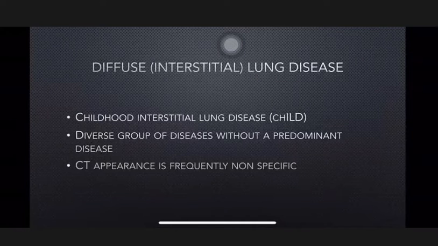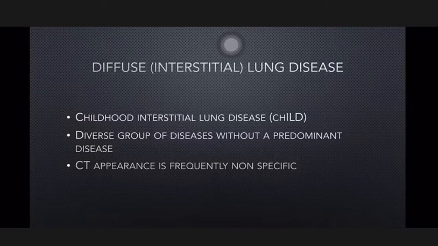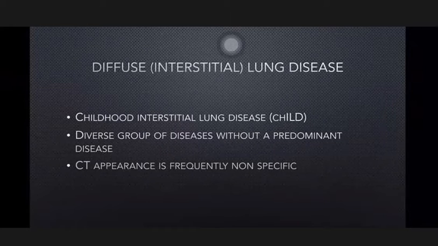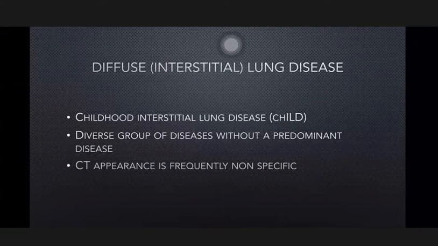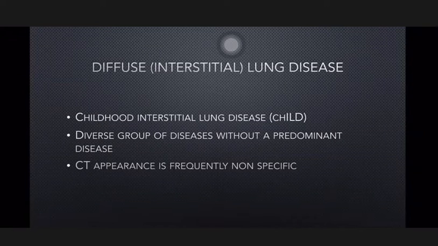Next are the diffuse lung diseases, or childhood interstitial lung disease, which are made up of a diverse group of diseases without a predominant disease. Unlike in adults, where the most common primary cause of ILD is idiopathic pulmonary fibrosis, this does not occur in children. The CT appearance is frequently non-specific and often overlaps, making it difficult to make a specific diagnosis. However, there are also several CT appearances that suggest a specific diagnosis.